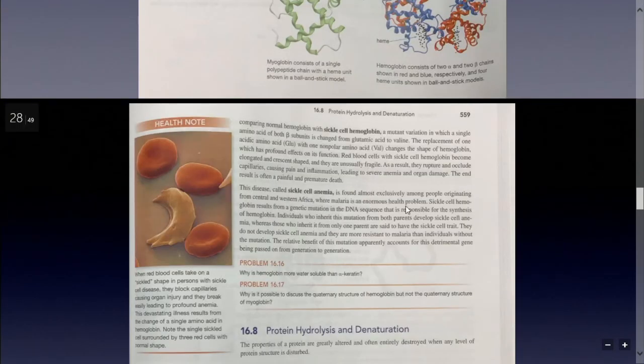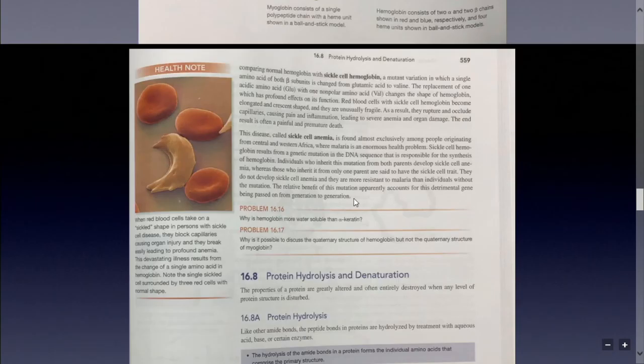Here's another interesting disease found in the body. Remember, this is all about focus on the body, and then we'll be done here. The next lesson will be protein hydrolysis or denaturation. So if you've ever heard of sickle cell anemia, it's basically hemoglobin that is like a sickle cell. You see that little sickle shape?